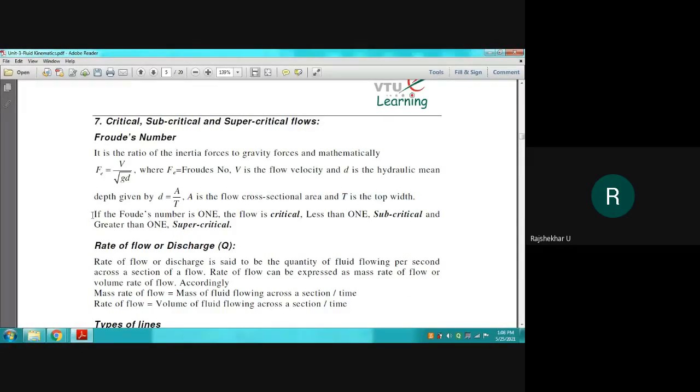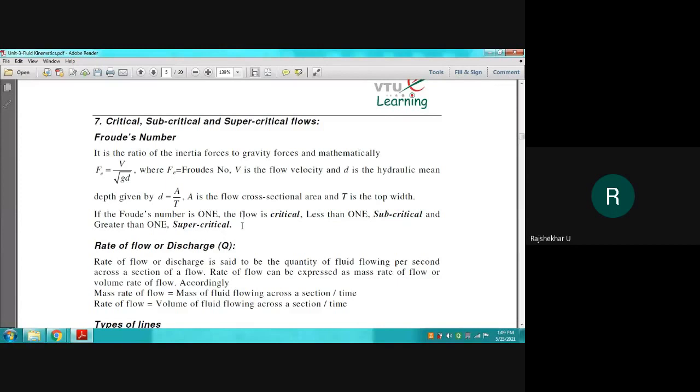Now based on the values we define the flow as critical, subcritical or supercritical. If the Froude number comes out to be 1 for the considered flow, then the flow is critical. If the value is less than 1, then it is subcritical. If the value is greater than 1, then we call it supercritical.